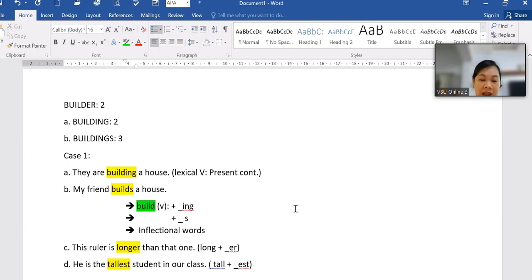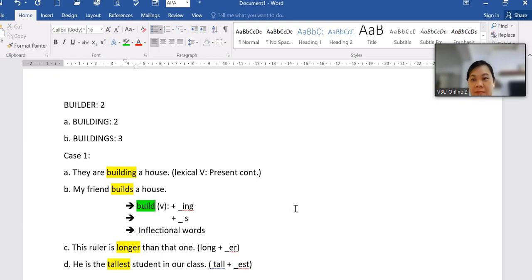So in this case, we say inflectional word, or the grammatical words, or the grammatical meaning. Now continue with sentence C and sentence D. The ruler is longer than that one. You have the original adjective long, and you put er to create a comparative adjective. And sentence D is tone. You have the original adjective tone, and you put the suffix est to create a superlative adjective.